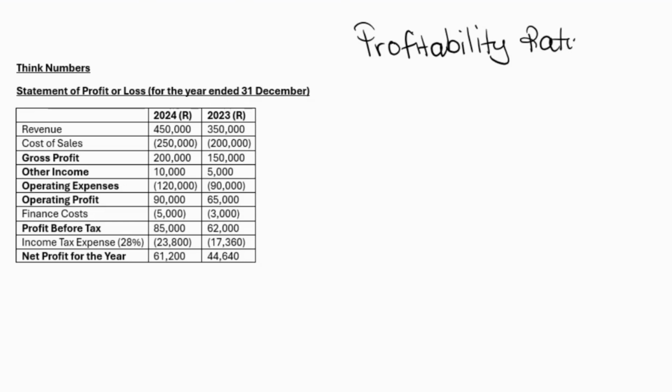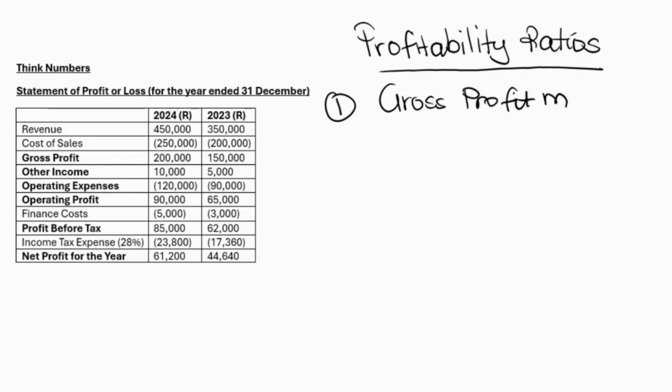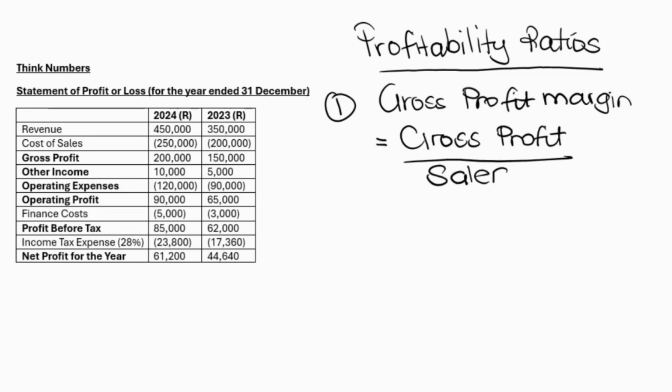Profitability ratios. What these ratios look at is how well a business is able to generate profits in relation to revenue, assets, or equity. And the first one we'll be looking at is the gross profit margin. The formula for the gross profit margin is we're going to take gross profit, divide that by sales. And because this is a margin, we are then going to multiply by 100%.